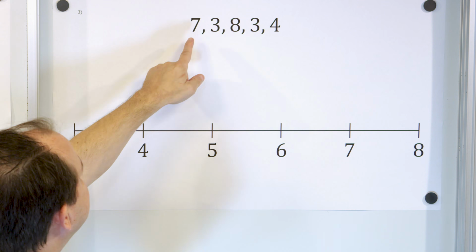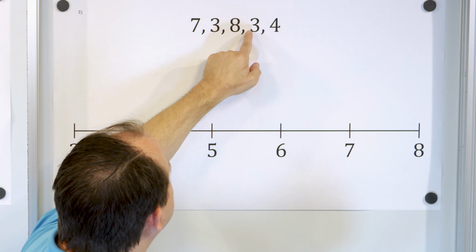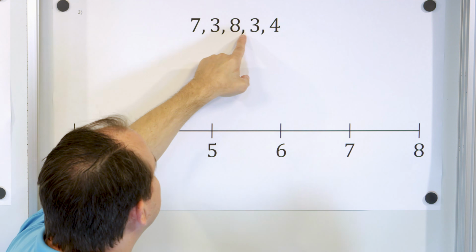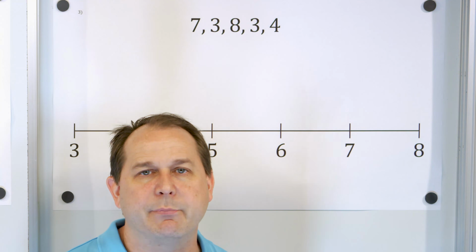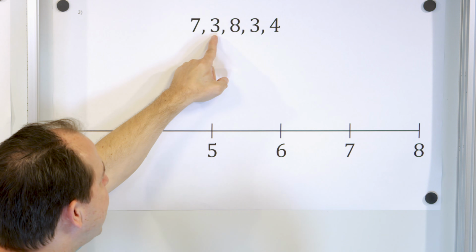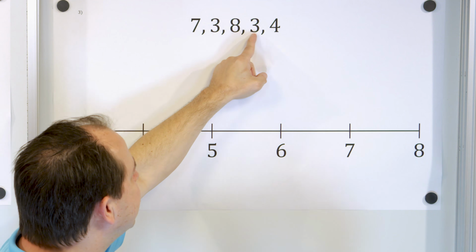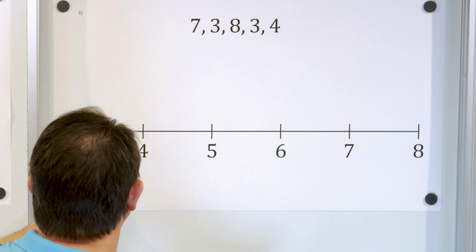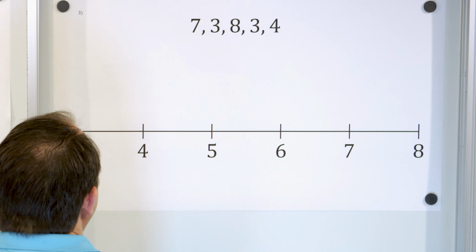So here we have some data: 7, 3, 8, 3, 4. I don't know, this could be the number of sunburns somebody gets in their lifetime. Person number 1 tells me they get 7 sunburns in their whole life. This person had 3 sunburns, 8 sunburns, 3 sunburns, 4 sunburns. So we're looking in this case, I'm just making this up, at the number of sunburns that we have.